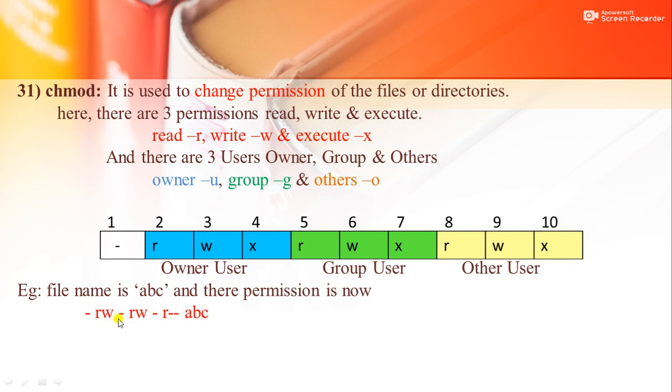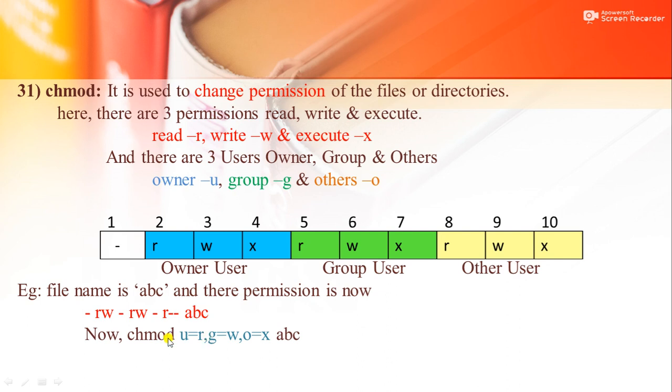So for that we will use the minus sign. For the owner, no execution is given, so over here we will use a minus sign. In the group, execution is also not given, so also we are taking this minus sign. And for the other users, we have only given read. So for W and X, we will put the minus sign, and then the file name. So let's see how to change the permission of file ABC.